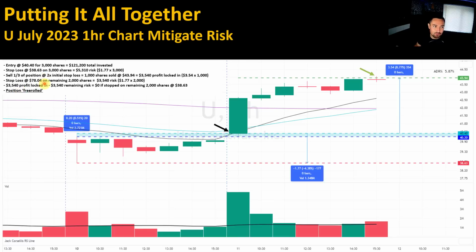Stop loss at 38.68 on the remaining 2,000 shares equals $3,540 worth of risk. Why? Because we have $1.77 and we have 2,000 shares left. So $3,540 minus $3,540 equals $0.